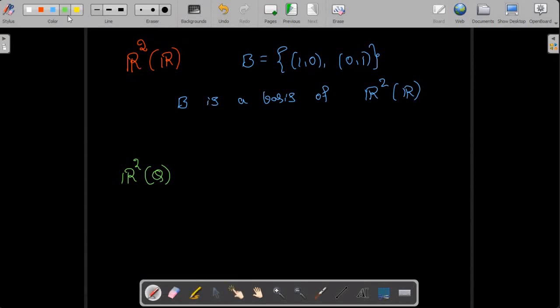Let me tell you what I mean. You need to pick up this alpha from rational numbers, beta from rational numbers only. Okay. So now, is it possible to express any element (x, y) as a combination of alpha into (1, 0) plus beta into (0, 1)?